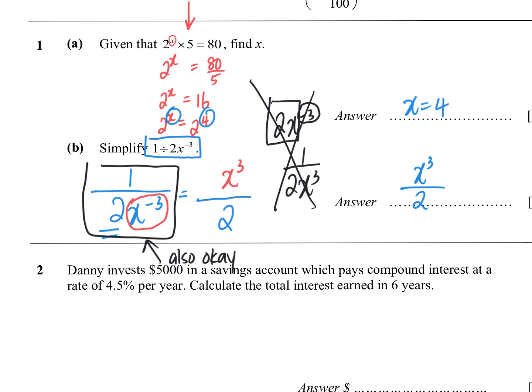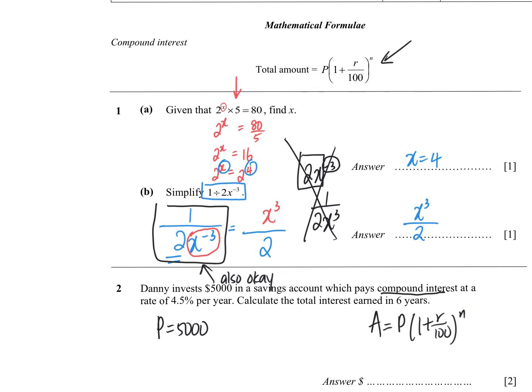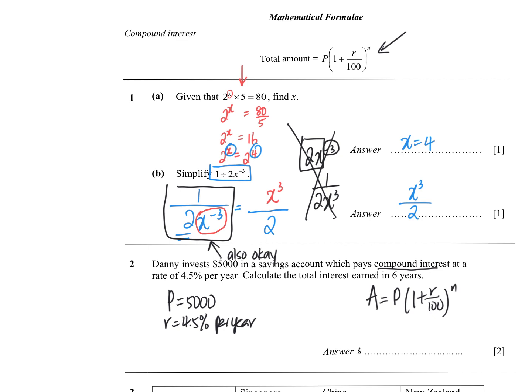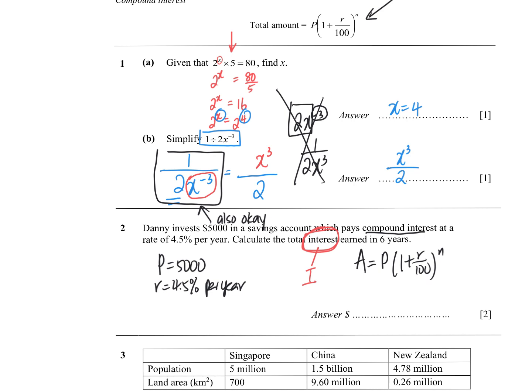Okay, next one. Danny invests 5,000, so that's P. And then pays compound interest. So this is the formula you will use. And it's in the first page. Okay, which is this formula that you see here. Okay, and then at an interest rate of 4.5% per year. So 4.5% per annum per year. And then you want to know the total interest. So they never say total amount, they say total interest. So don't get trapped by this question. So time is 6 years.